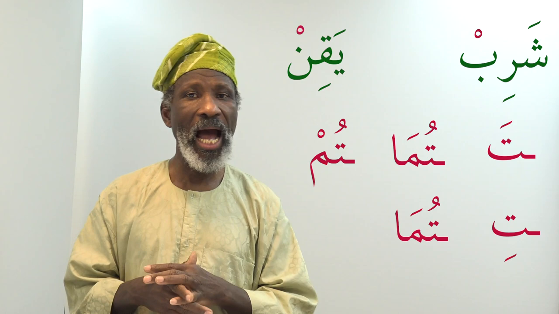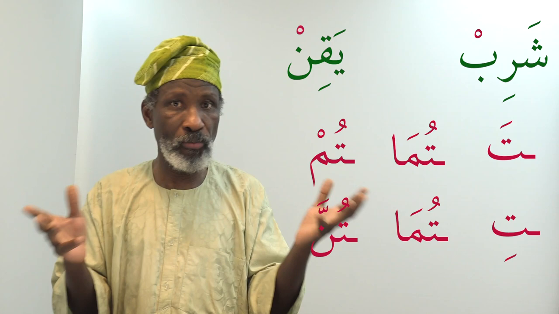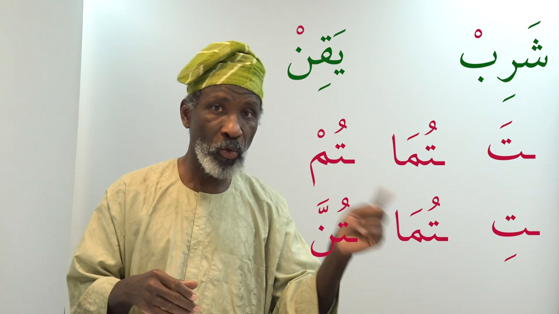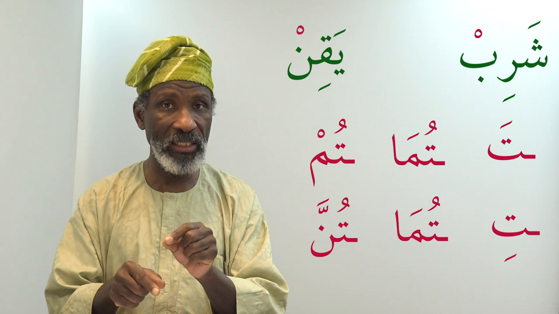So basically, the masculine section is ta, tuma, tum ending, like a tomato. And the female section is ti, tuma, tunna, like a tuna. So just remember the ta, tuma, tum for men, ti, tuma, tunna for female section. Then whatever verb you are conjugating, just put sukun on the third root letter and then add those.